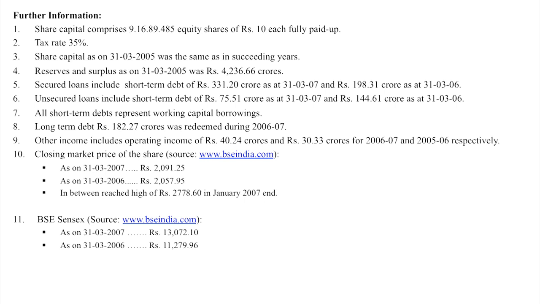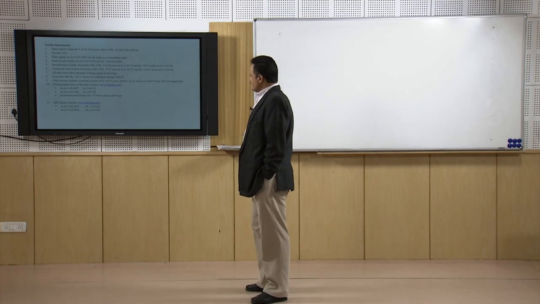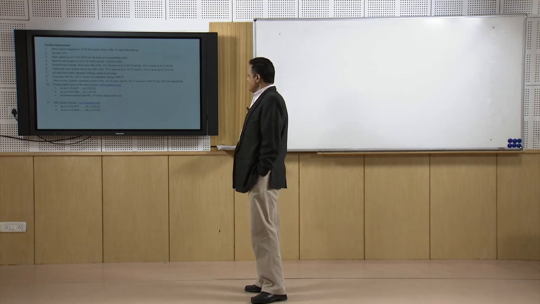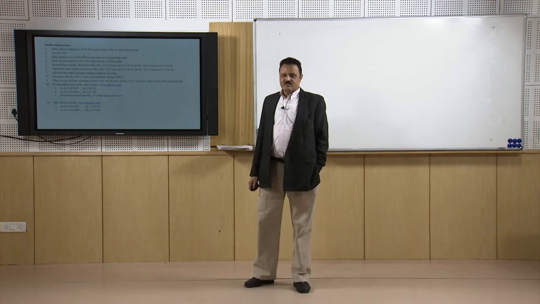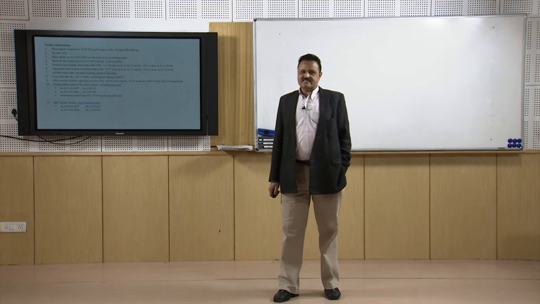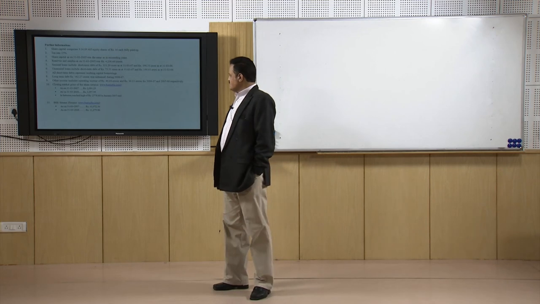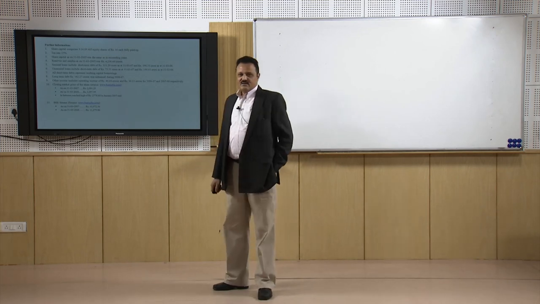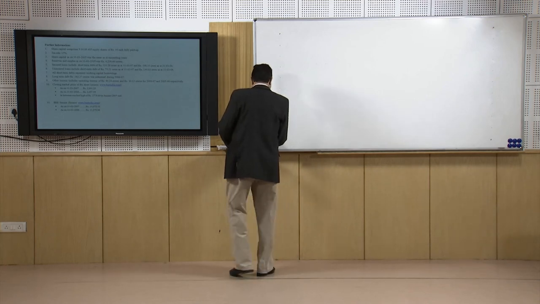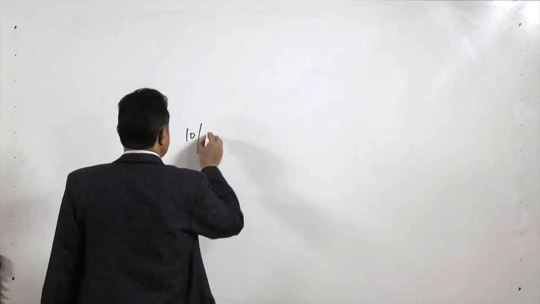And then we have some important information about the market price of the share of the company. You see that the closing market price of the share as on 31st March 2007 was 2091 rupees, and as on 2006 it was 2057.95 rupees. It means as compared to 2006, in 2007 the market value of the share of the company has gone up. It has not remained static, it has gone up. If you talk about the book value of the shares of the company, the book value is how much? Rupees 10 per share.